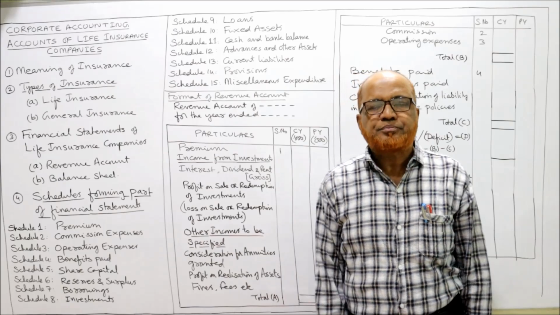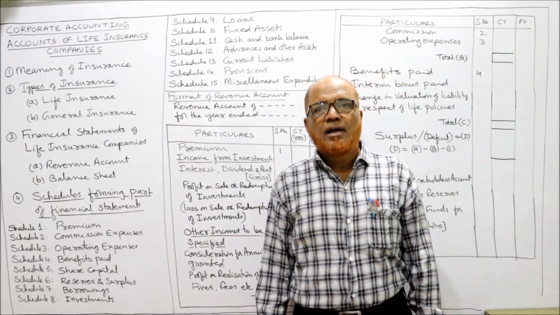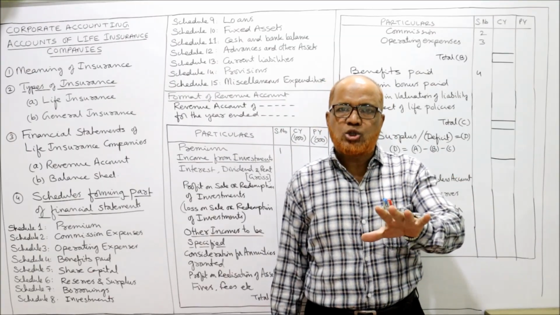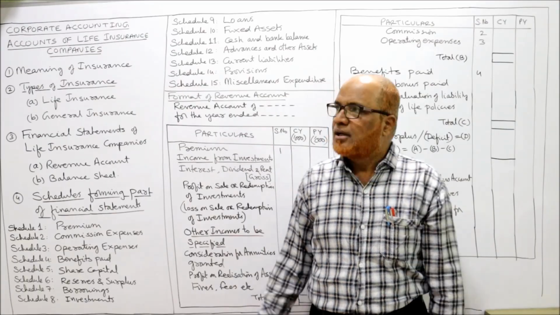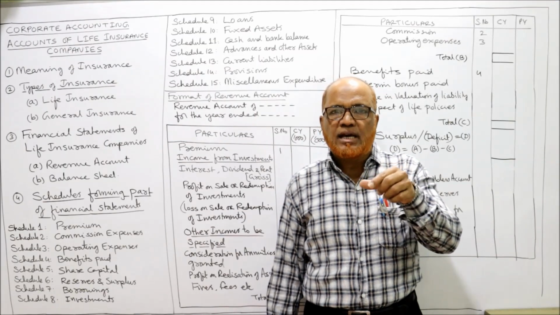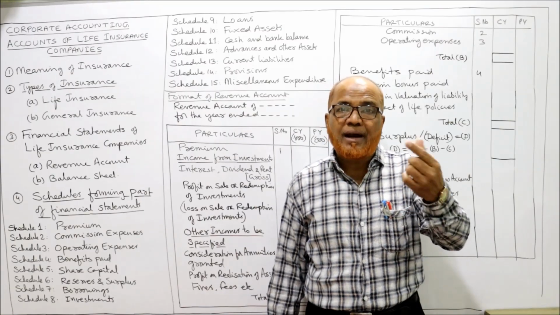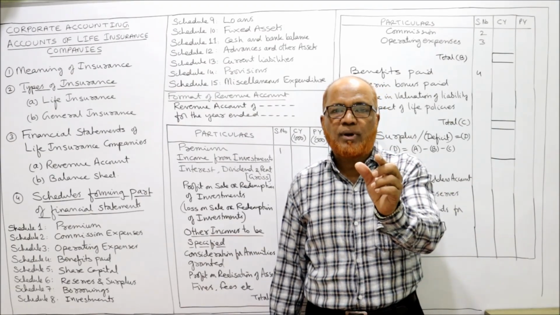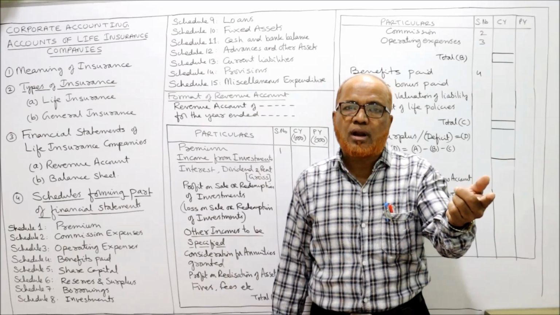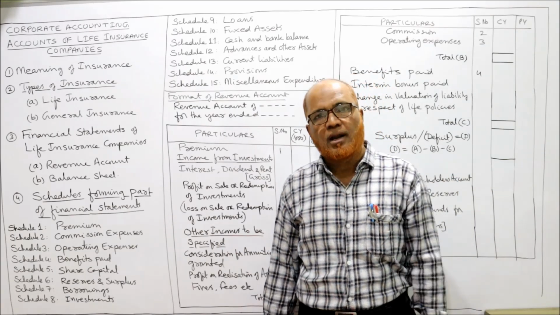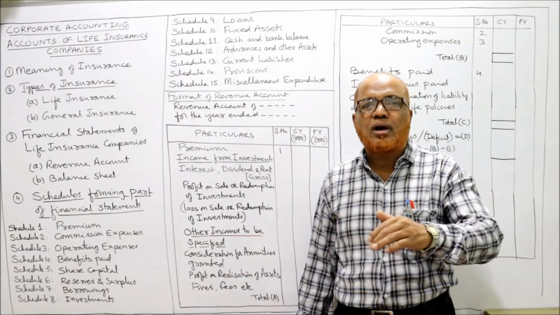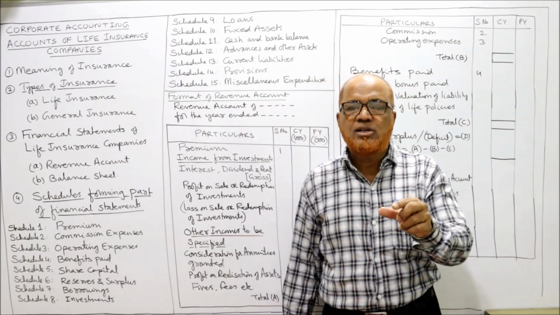Now, types of insurance. Broadly, we divide insurance into two types: life insurance and general insurance. Both are insurance, but the features are entirely different. Life insurance is a long-term contract where the insurance company, that is the insurer, will promise to pay the policy holder a certain sum of money only on the happening of the event. The event may be death of the policy holder or maturity, whichever comes earlier, in consideration of the amount paid by the policy holder to the insurance company. The amount paid is called premium.